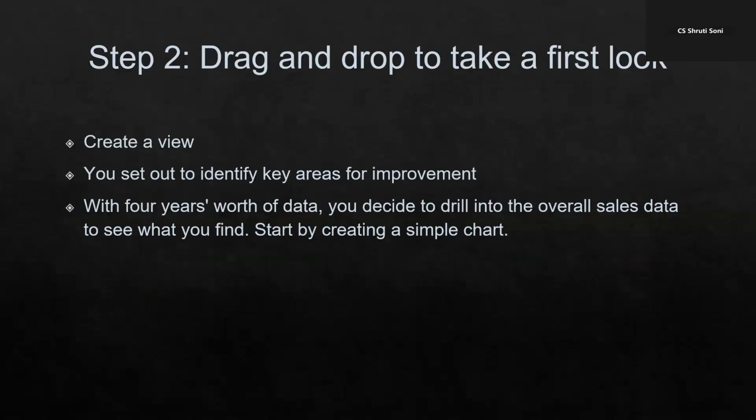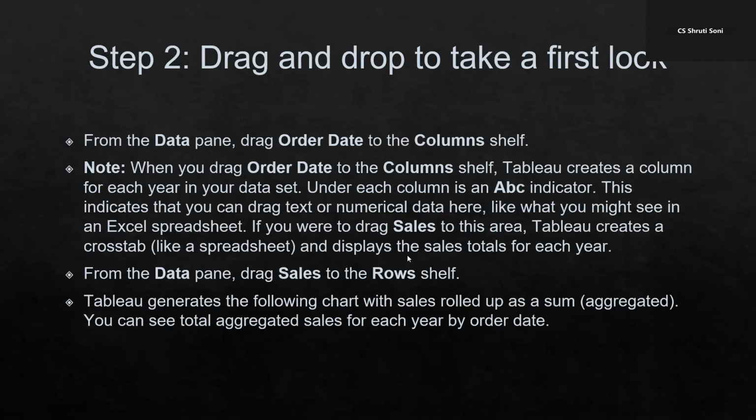So you can create a view. You set out to identify the key areas for improvement. Because in this step, basically, you're going to drag and drop and take a first look. So within four years' worth of data, you decide to drill into overall sales data to see what you find. So you can start by creating a simple chart. From the data pane, you can drag Order Date to the Columns shelf.